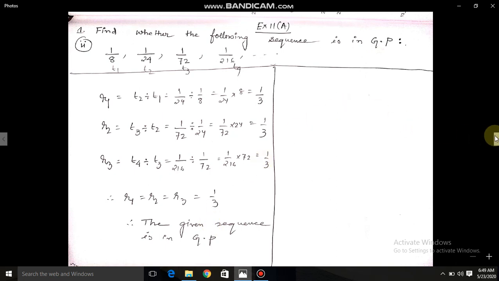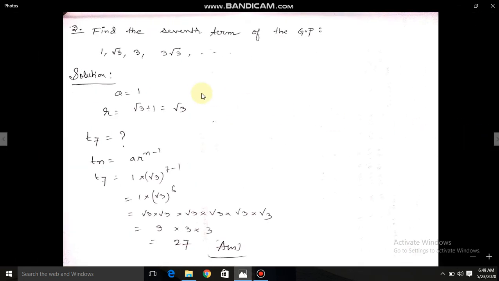Okay. Now we will move to the next sum. The question says find the seventh term of the GP. See, this is the GP. So A is 1. Now R is equals to what? Second term divided by third term, that is root 3 divided by 1. Sorry, second term divided by first term. So root 3 divided by 1 is equals to root 3.